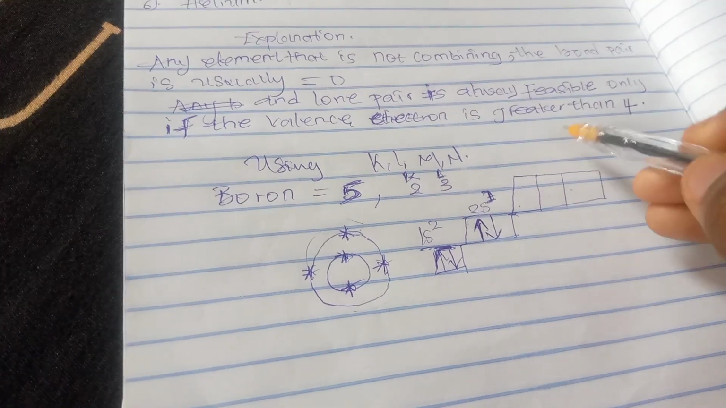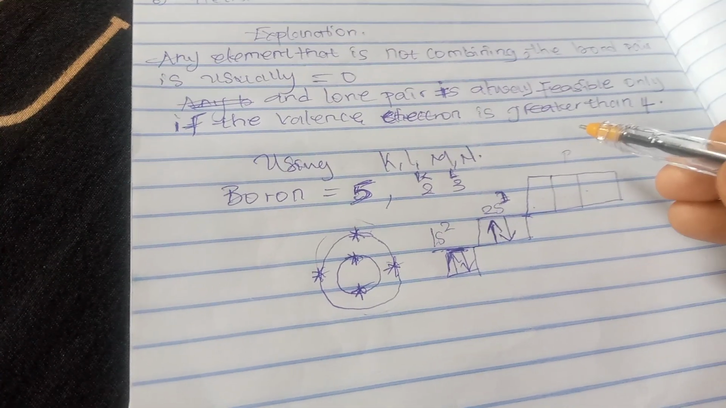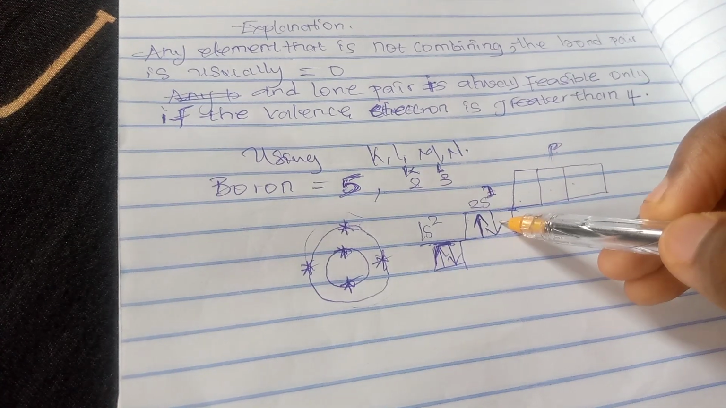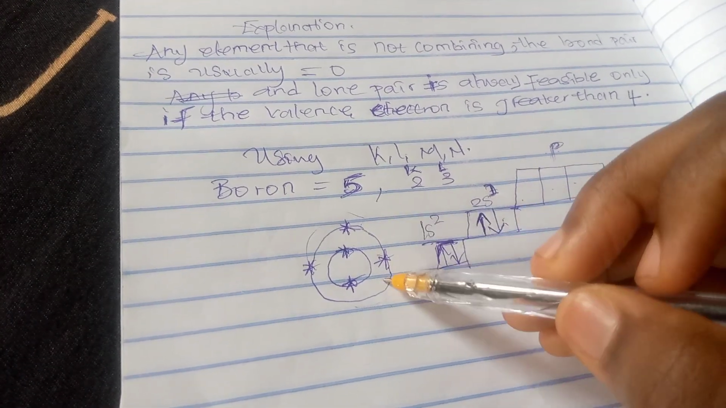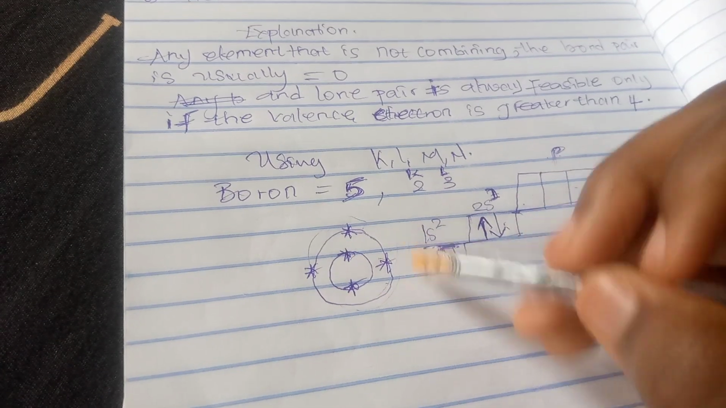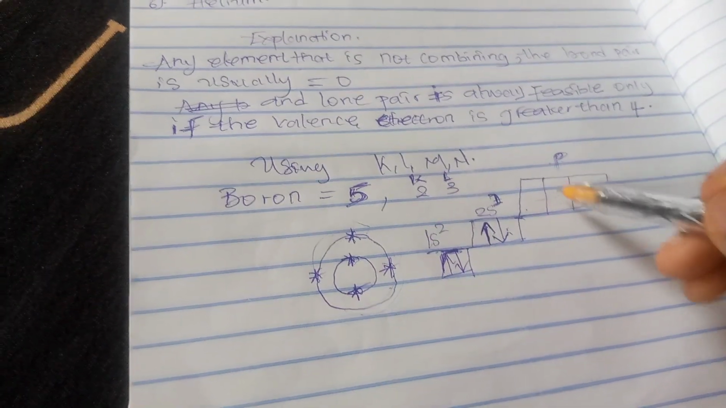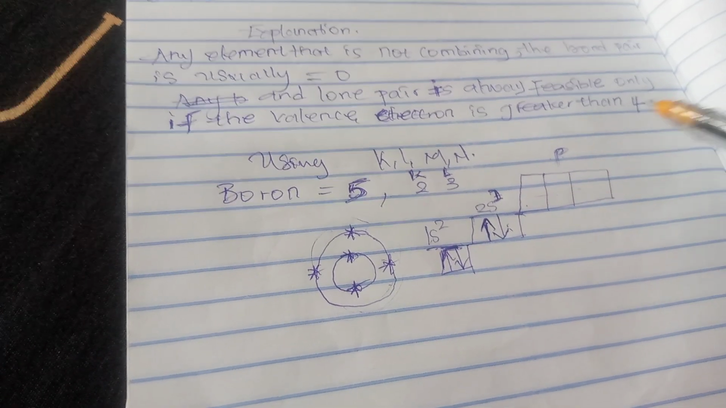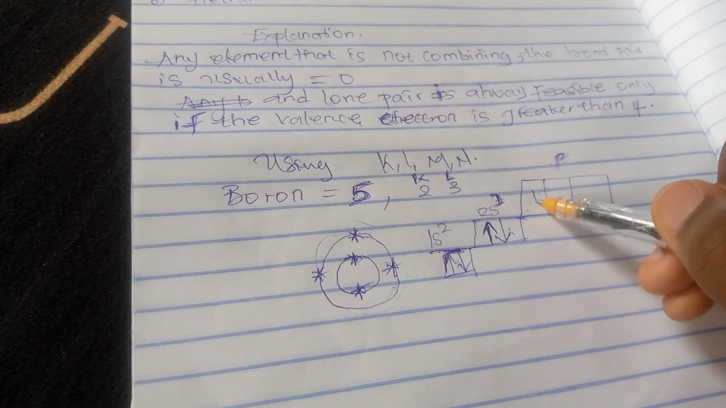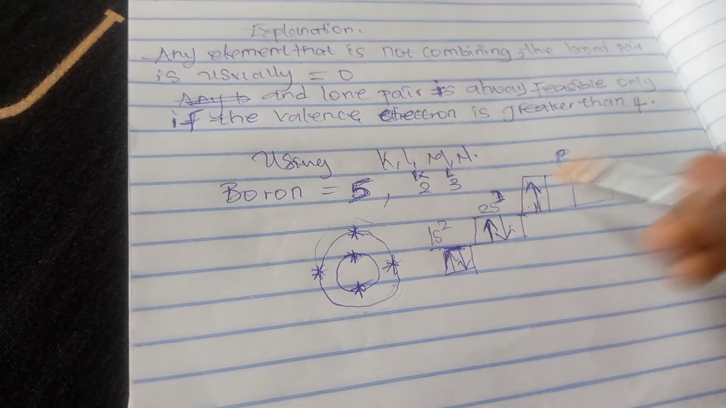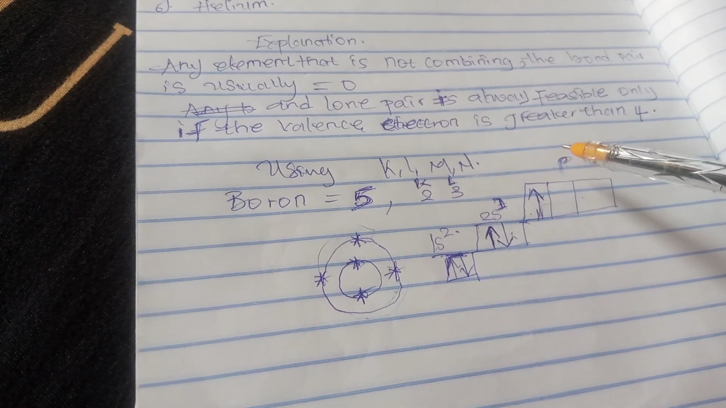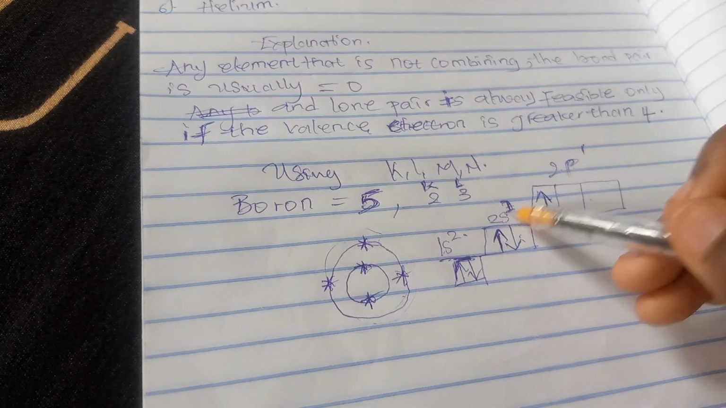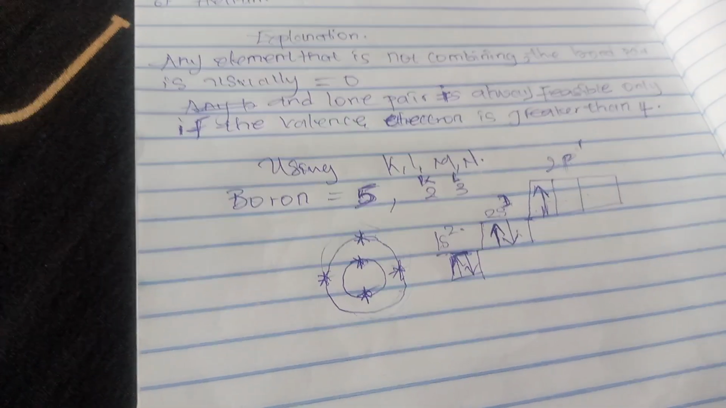Take note that, as I'm explaining based on shell and orbital, your P and S orbitals are always in your outermost shell. So your P orbital is the valence electron. Take note, the P orbital is the valence electron. We have 2 plus 2, 2p1: 2 plus 2 plus 1. 2 plus 2 is 4, 4 plus 1 is 5. Can you see it's complete?